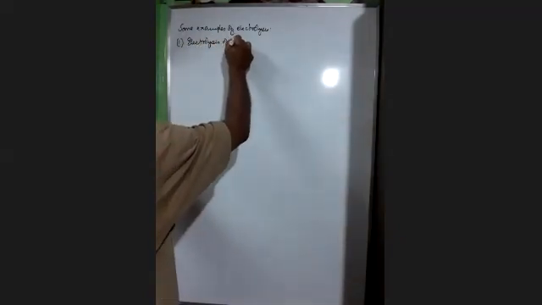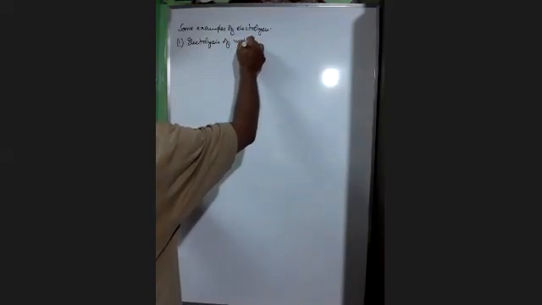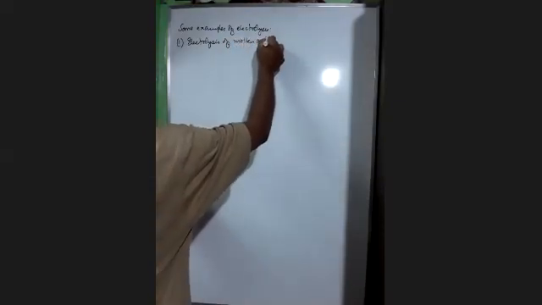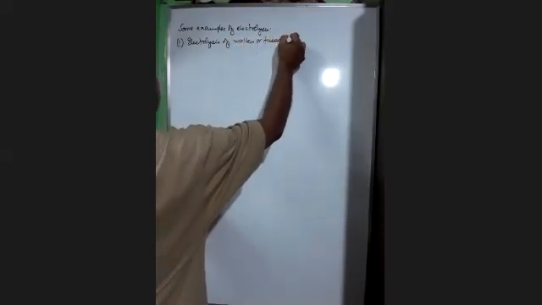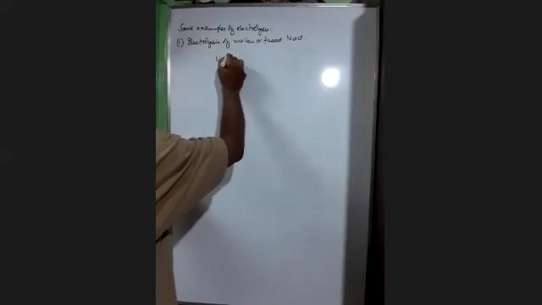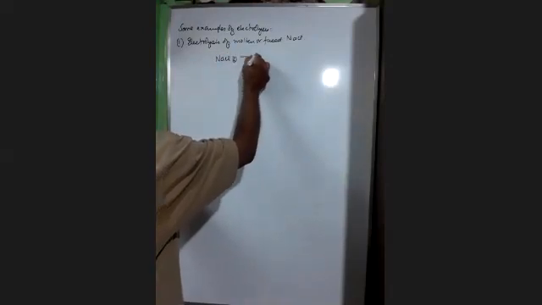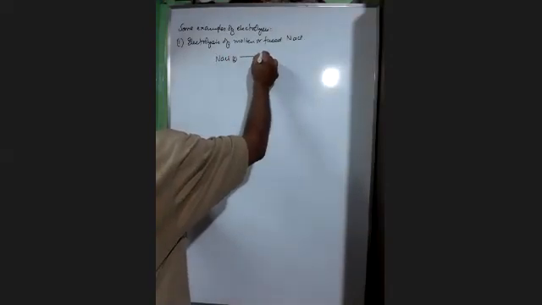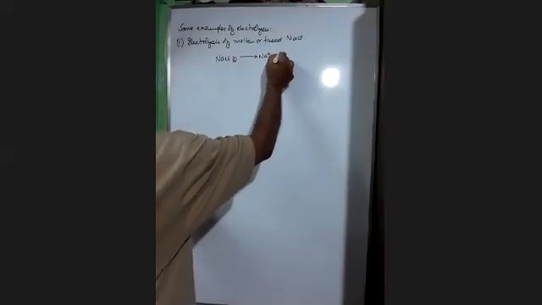Electrolysis of molten or fused sodium chloride. Okay, no water is there. So sodium chloride will dissociate as Na plus and Cl minus.